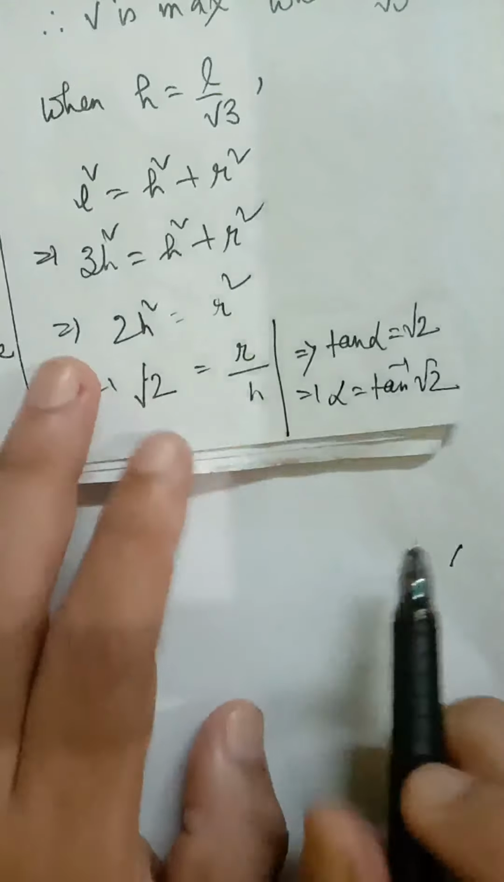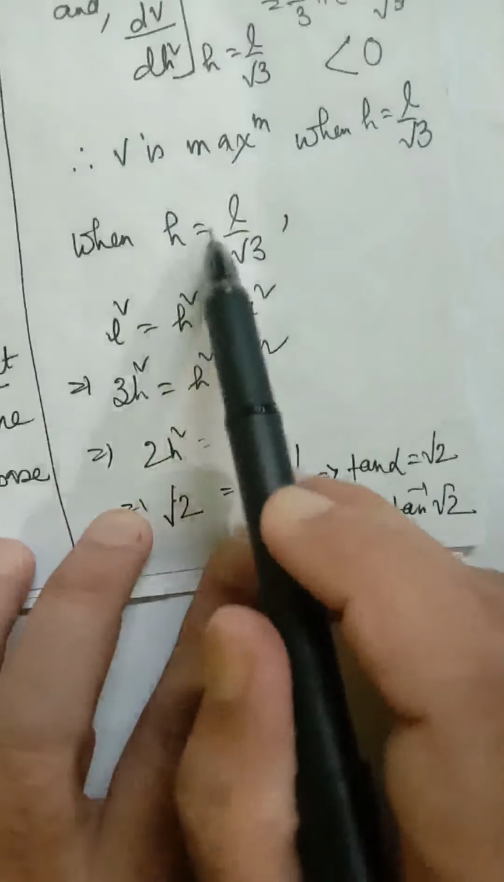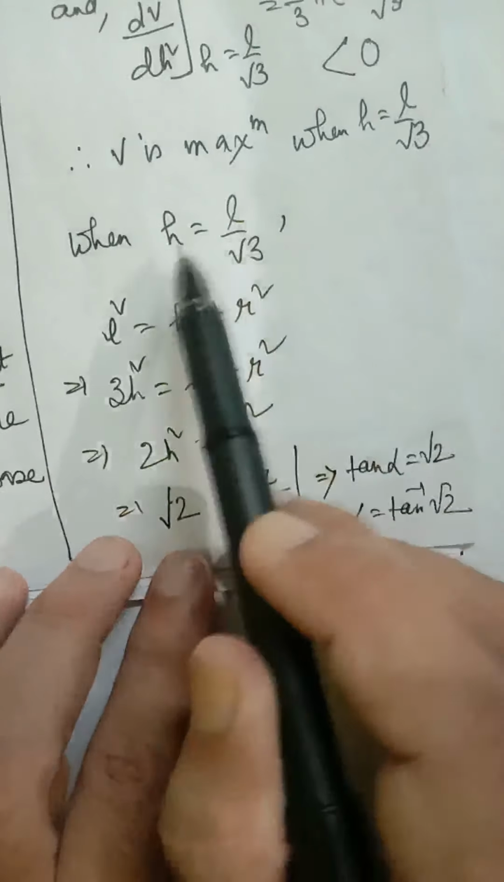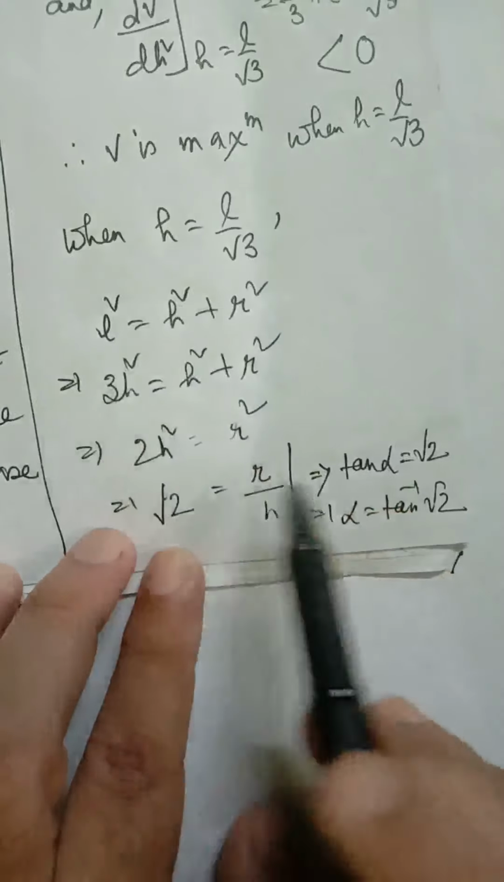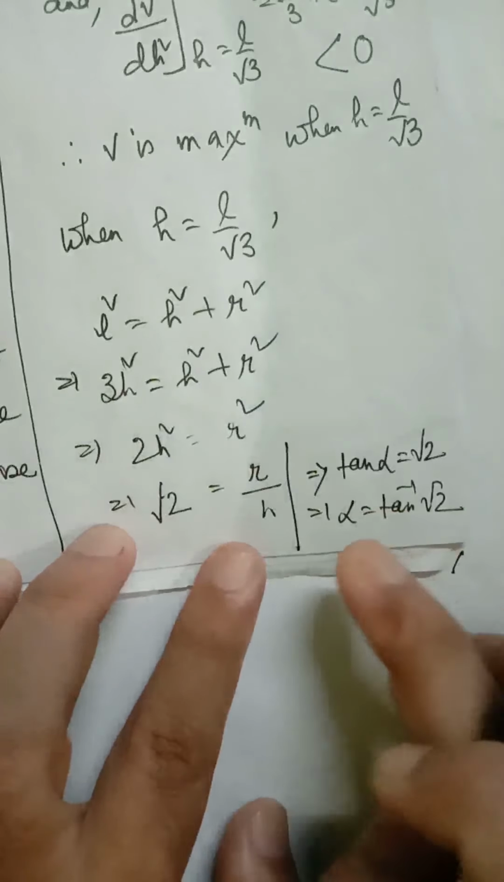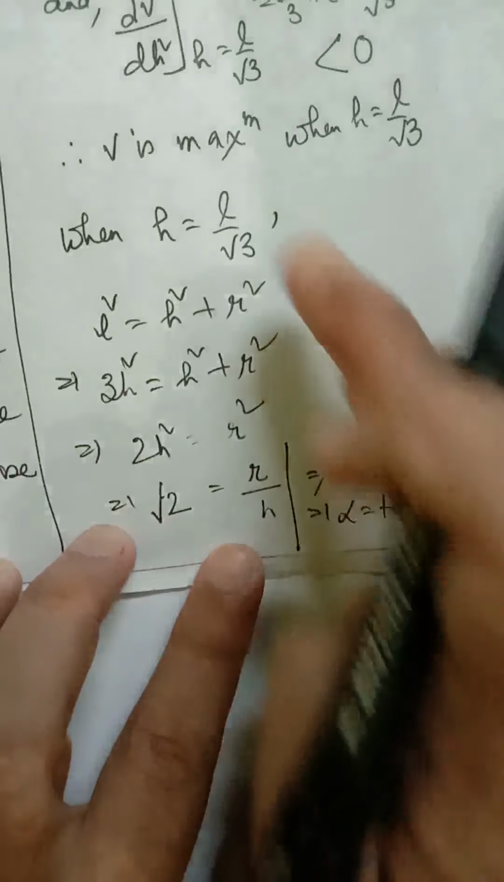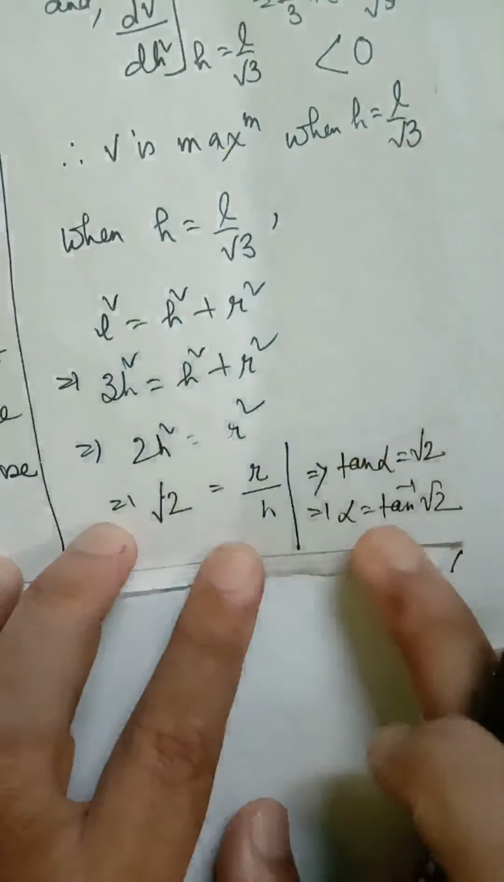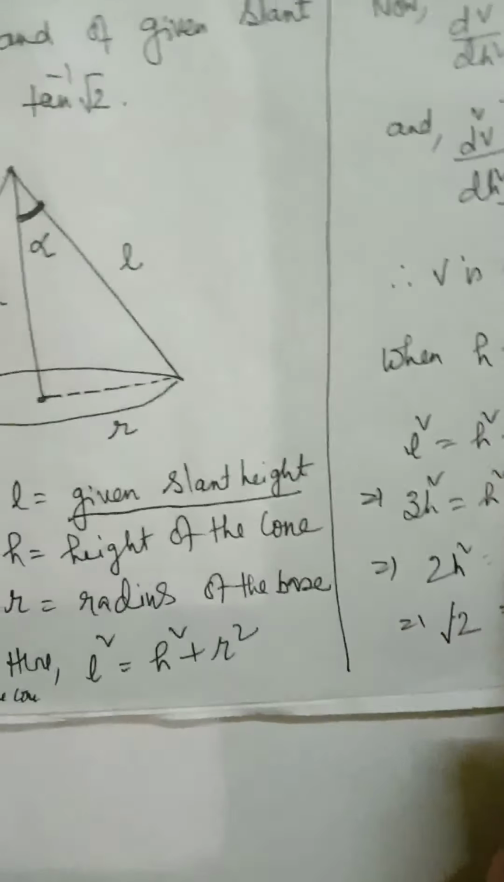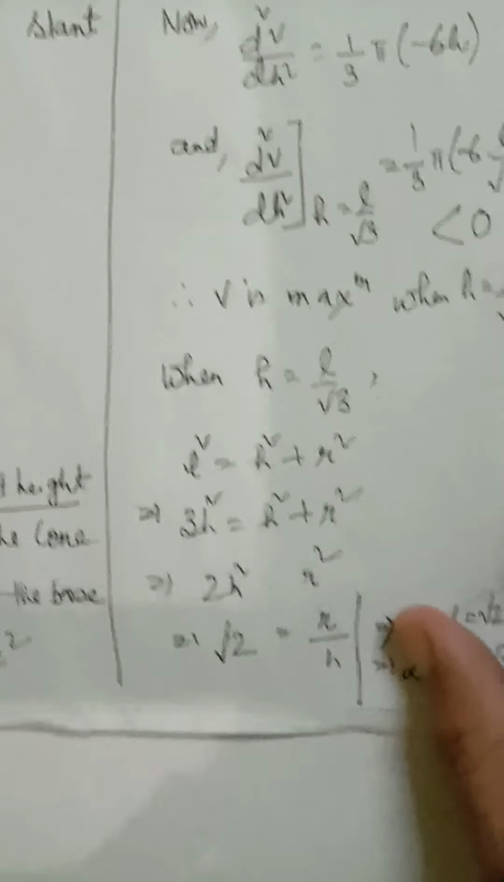So what we have proved is that V is maximum when h equal to L by root 3, and when h equal to L by root 3, the semi-vertical angle is tan inverse of root 2. So when the semi-vertical angle is tan inverse of root 2, the volume of the cone is maximum. This is what we have to prove.